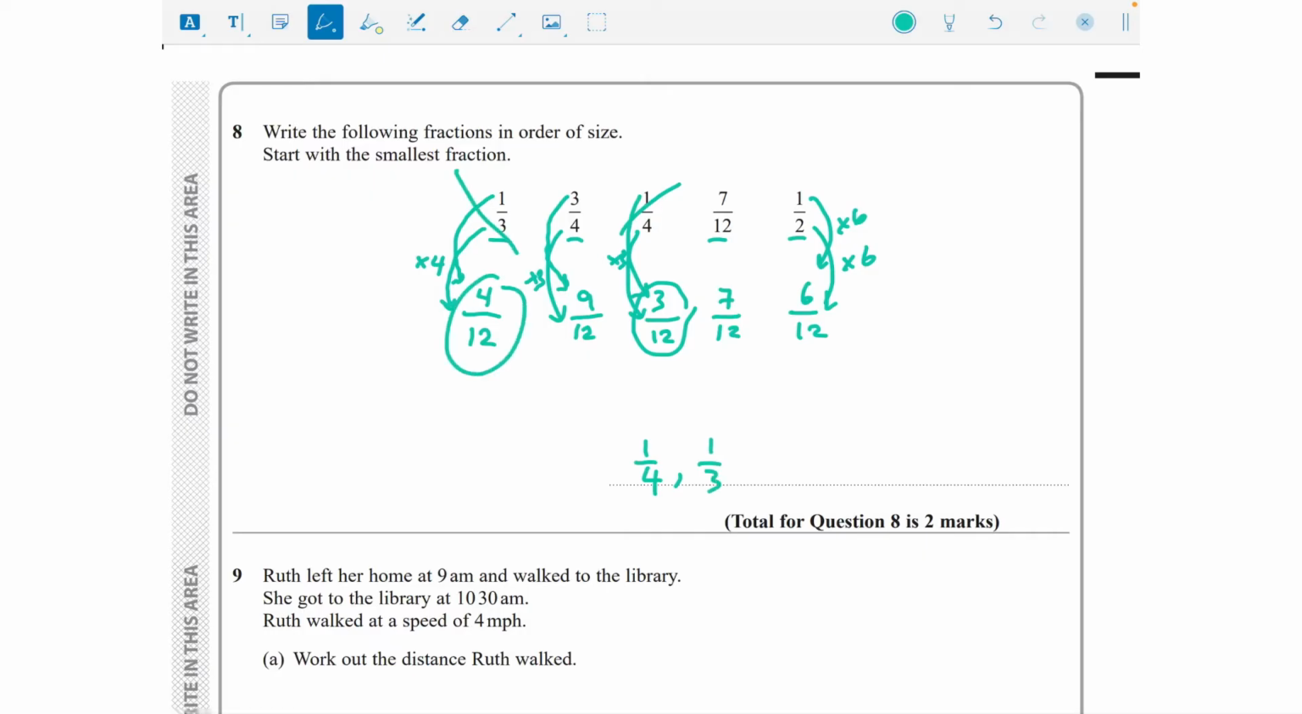Then 6 out of 12, which is a half. And then 7 out of 12, which was how it was in the original question. And then 3 quarters. Always check 1, 2, 3, 4, 5 in the question, 1, 2, 3, 4, 5 in the answer. So that's how we would do that one.